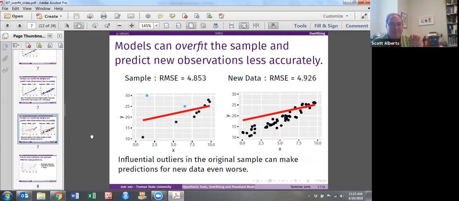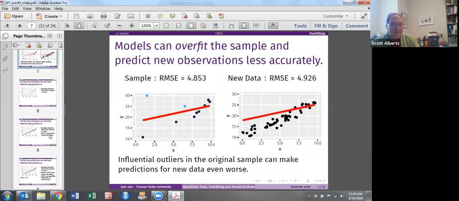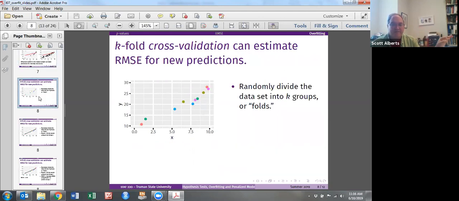On the other hand, if a model overfits, let's say we have 2 outliers in our data, and now our RMSE is way worse, and when we get our new data, it's even worse. So this idea of overfitting the sample is really important to us. So one method we're going to use to account for that is called KFold Crossvalidation.